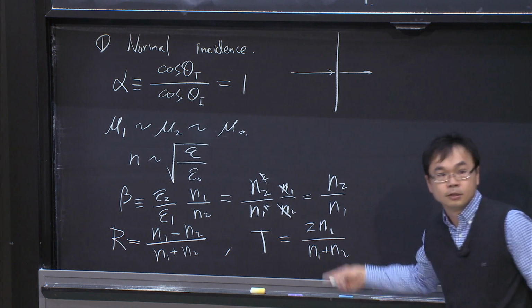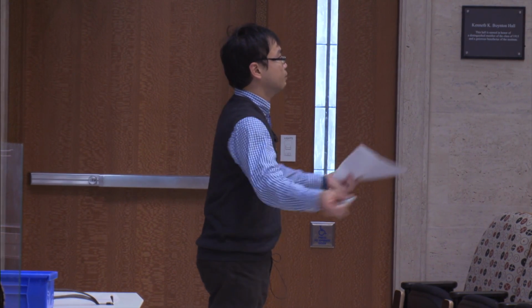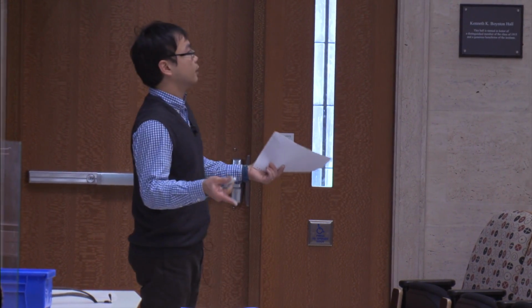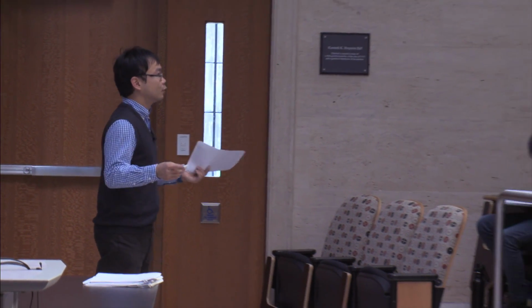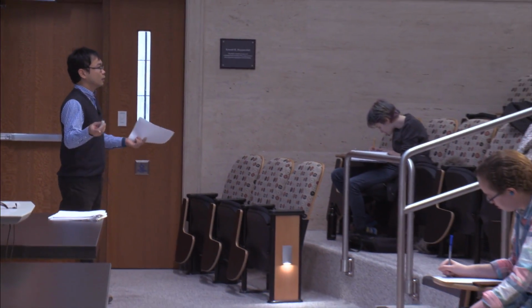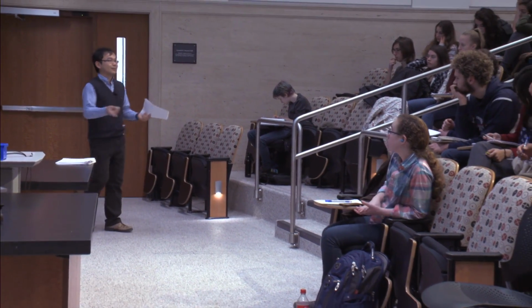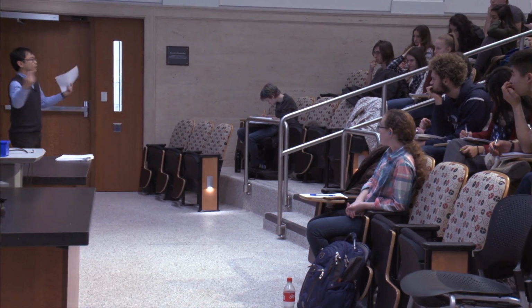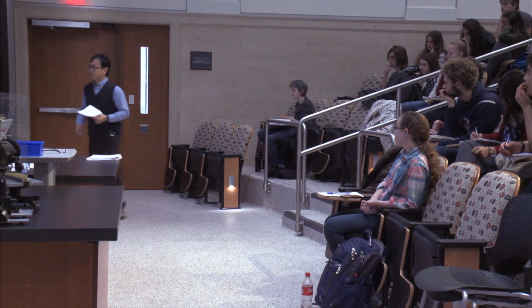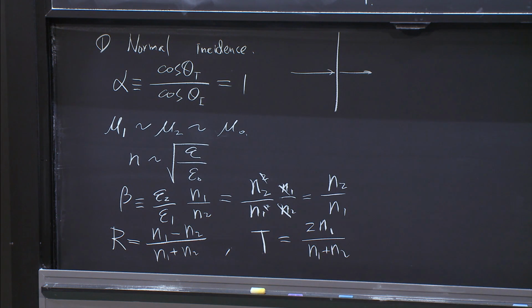This means that if you have some material like diamond, diamond has N2 equal to something like 2.6. That means a lot of light will get reflected when you have normal incidence. Okay, so that's actually why diamonds are so beautiful, right? It's because a lot of light is reflected. The transmitted fraction is actually pretty small.